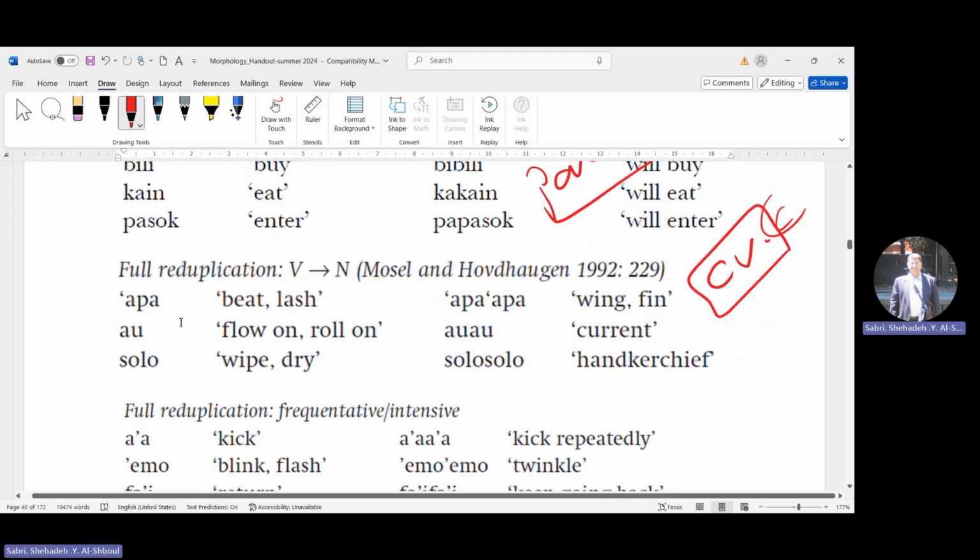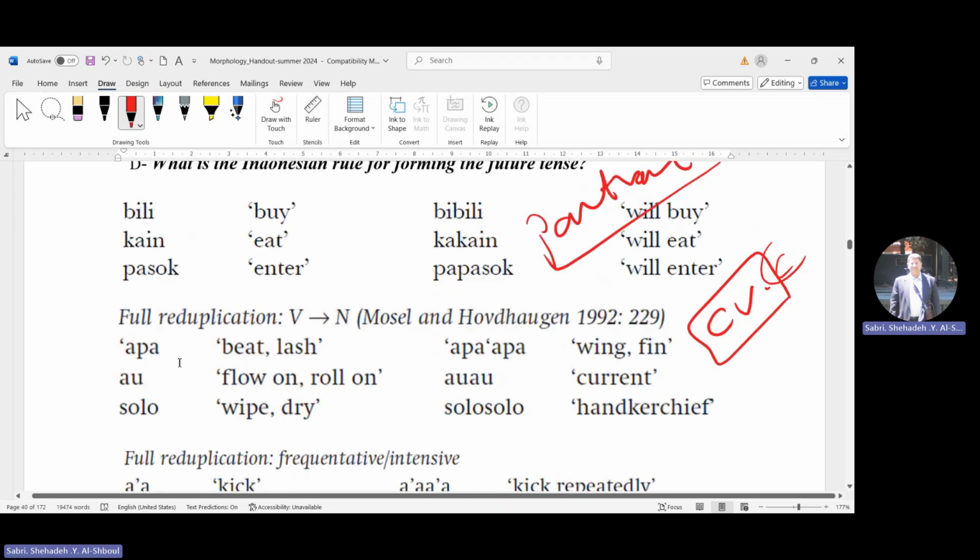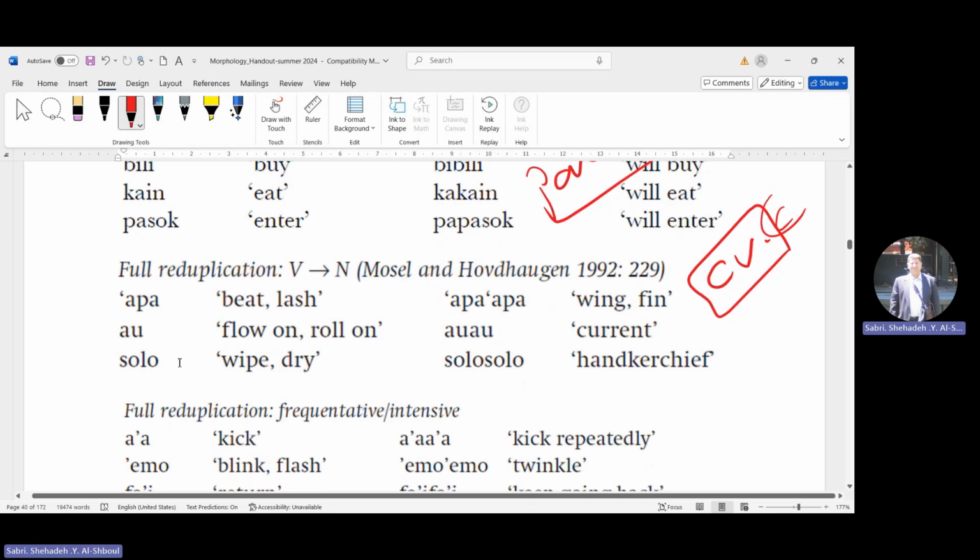Okay, so here in this example is another example of full reduplication. It is a verb into a noun change. It is derivational because it is a verb into a noun change. Apa means wing or fin. O, flow on, roll on; O, current. Solo, wipe dry; solo, handkerchief.